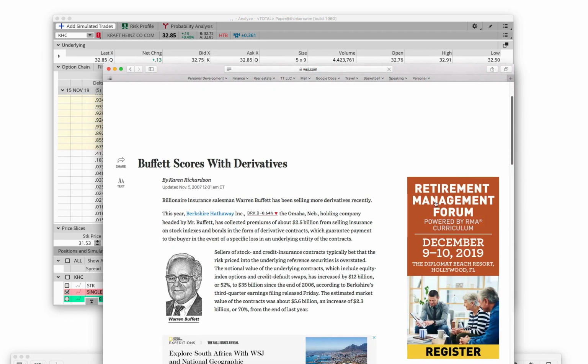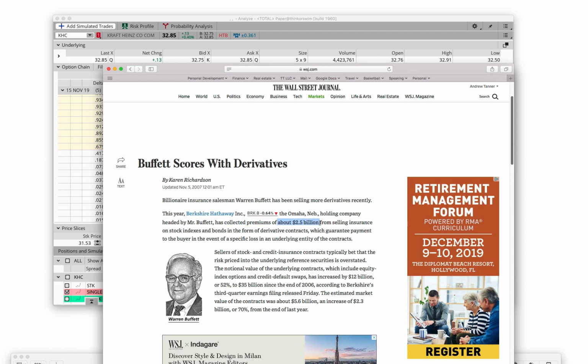Just notice the language that's used, okay? This year, Berkshire Hathaway, the Omaha, Nebraska holding company, has collected what? Premiums. Now, we just collected $122. He's collected a little bit more than that, about 10, 15 years ago. And he does this all the time. You can find more recent stuff than this. From selling what? Insurance, or promises in the form of derivative contracts or agreements, which promise or guarantee payment to the buyer.